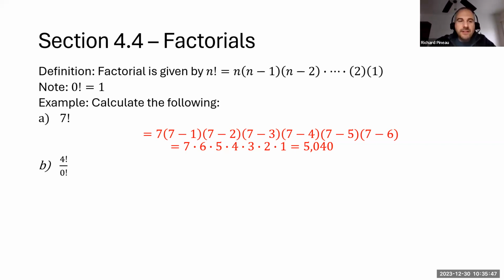So what happens if you have something like 4 factorial over 0 factorial? First thing is don't panic, because I told you 0 factorial was equal to 1. 4 factorial is simple enough. 4 times 3 times 2 times 1, or 24.